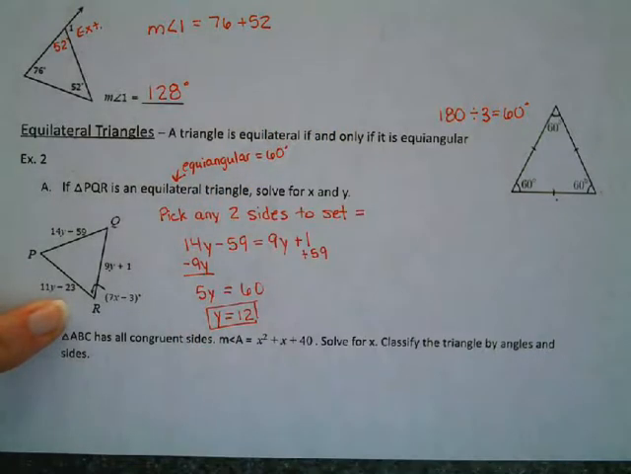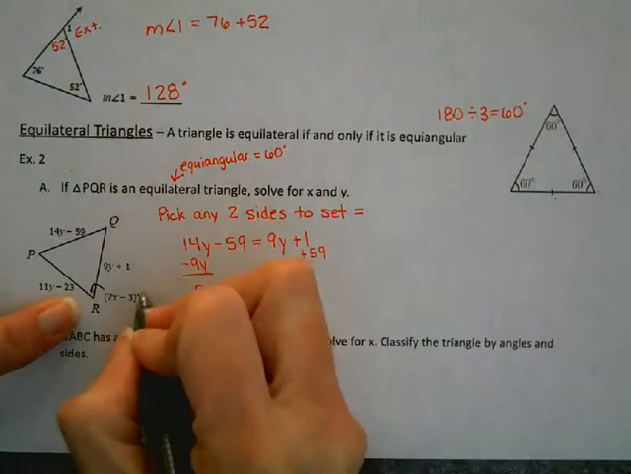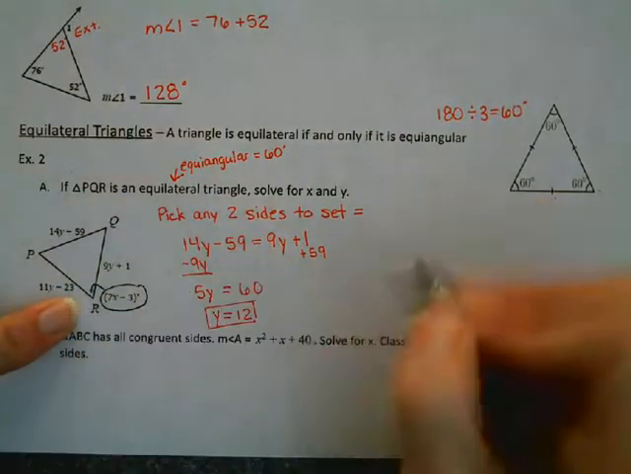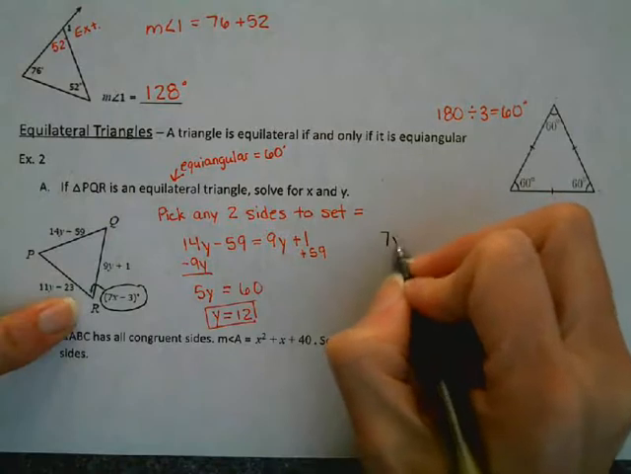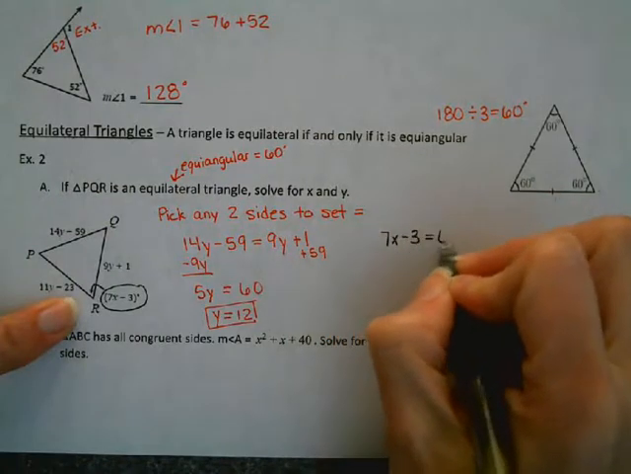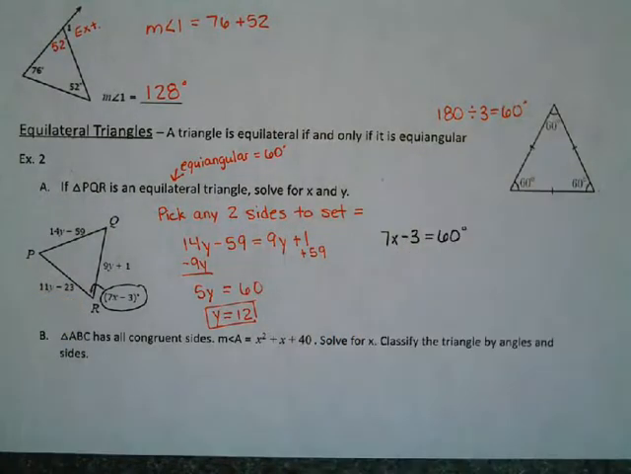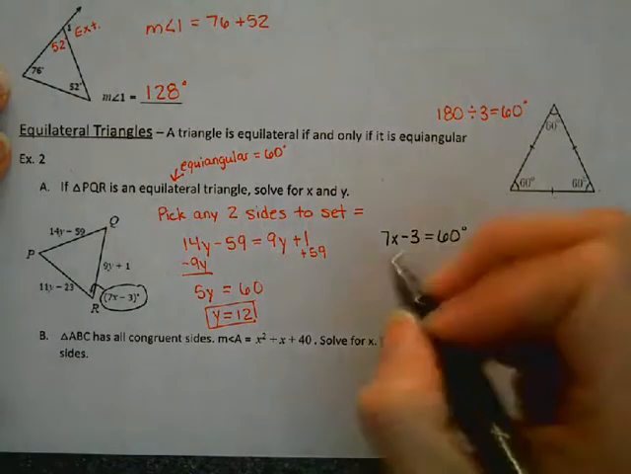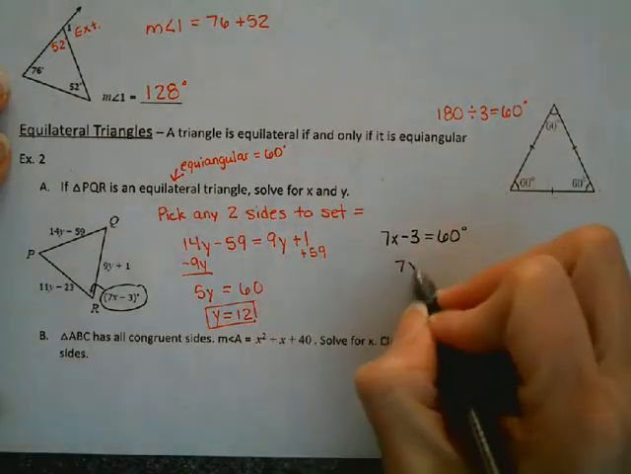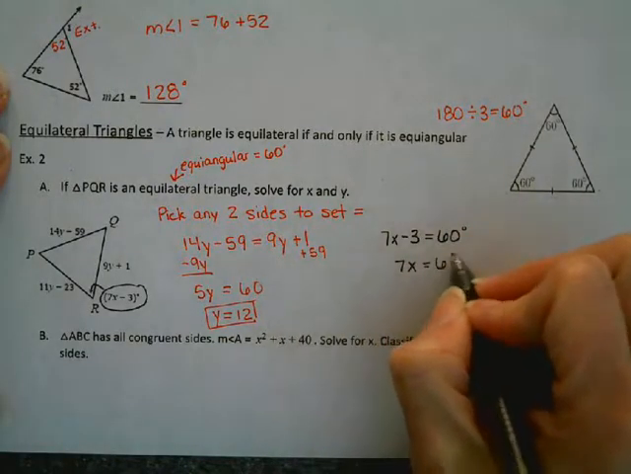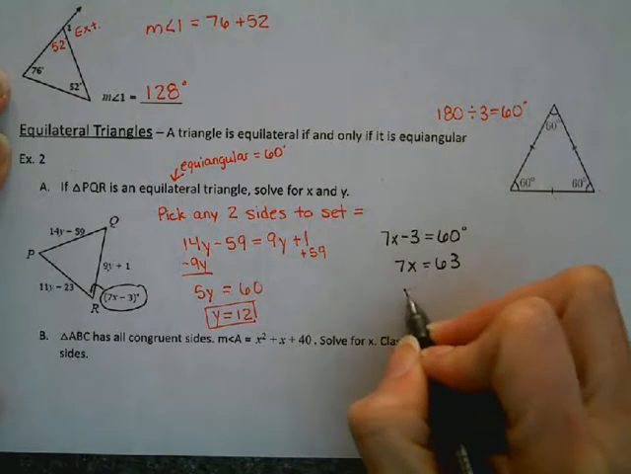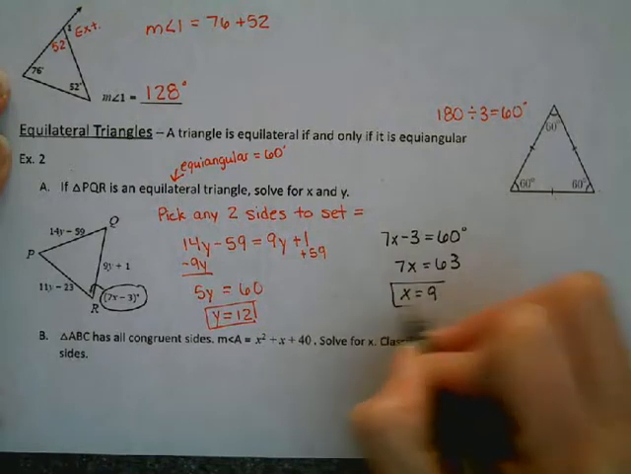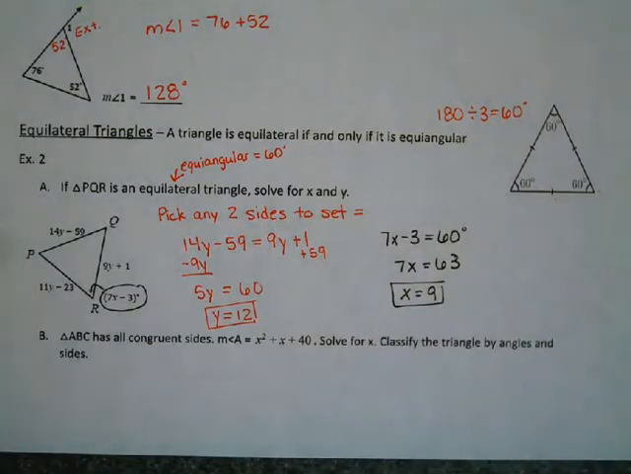So to solve for x, you're going to set this angle, you'll see this is a little degree mark, angle R, 7x minus 3 equals 60 degrees, and solve for x using that angle. So 7x equals 63. Divide by 7, x equals 9. So angles are 60 and sides are equal to each other.